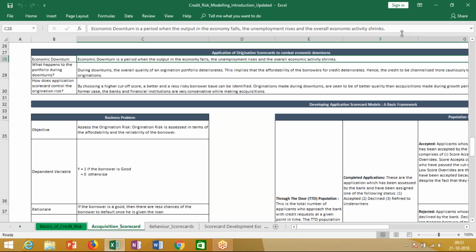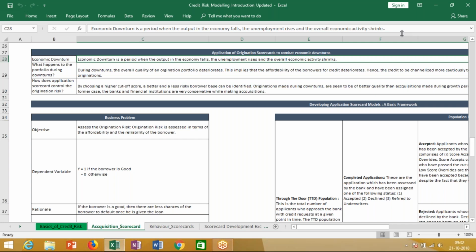This is why origination scorecards become very handy in combating the downturn, because portfolios become relatively riskier during downturns. On average, a borrower whom I am acquiring on my books is relatively more risky in terms of affordability, everything else remaining unchanged. Given whatever his reliability was, a downturn causes the overall affordability of the borrowers to go down, and hence the application metrics need to be adjusted accordingly.